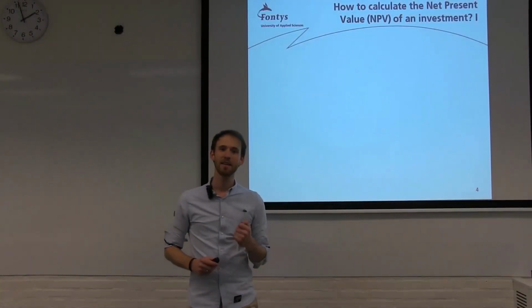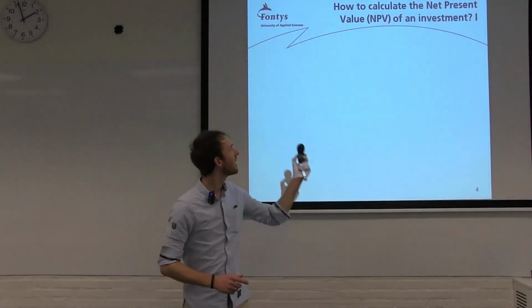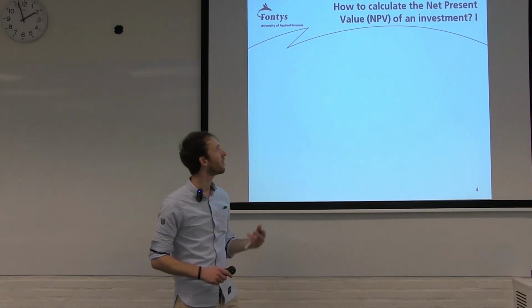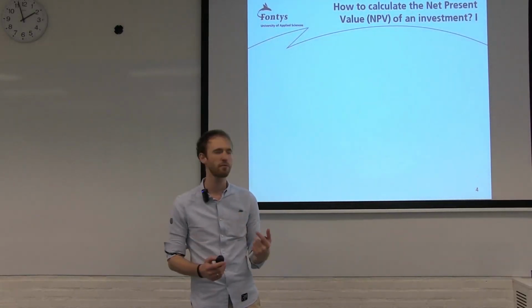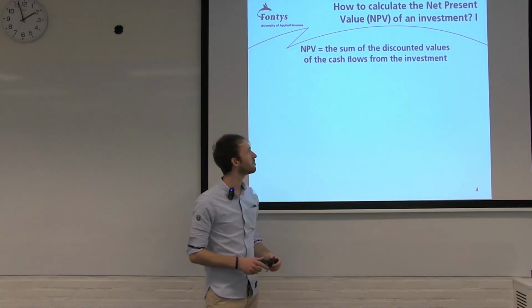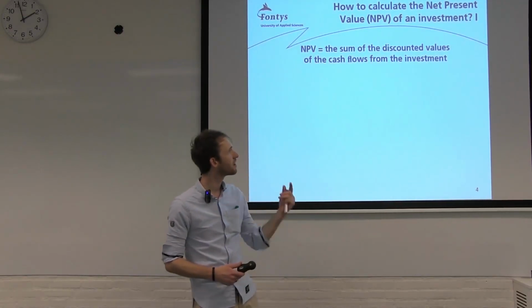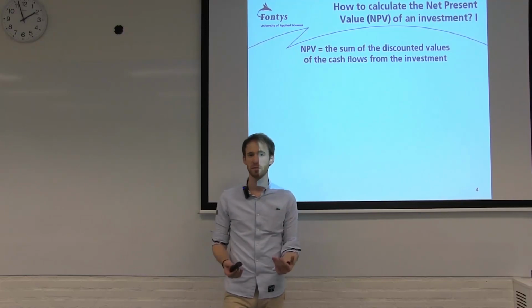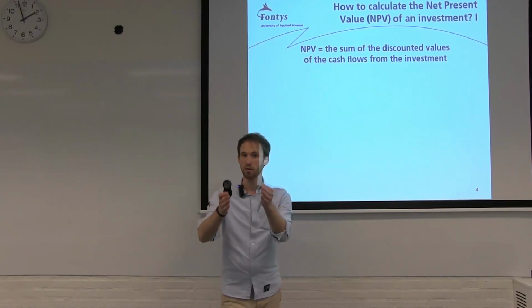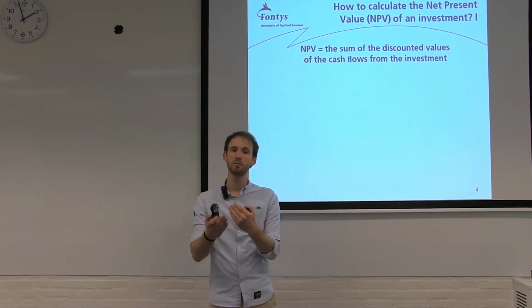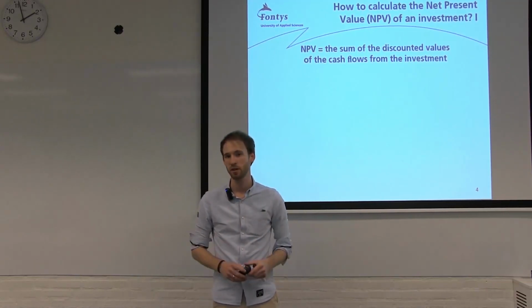Okay, let's look now at the next guiding question. And this is actually how to calculate the net present value, or also abbreviated NPV, of an investment. And as a quick definition up front, net present value is the sum of the discounted values of the cash flows from the investment. Or to put it more simply, the money we receive in the future, we translate to what it is worth today, and then we compare this to what we actually invested into the project.